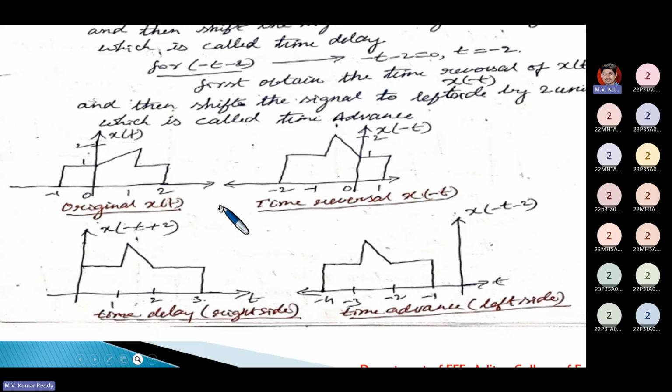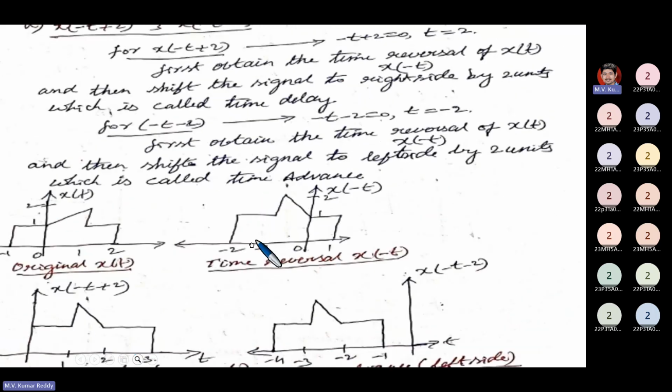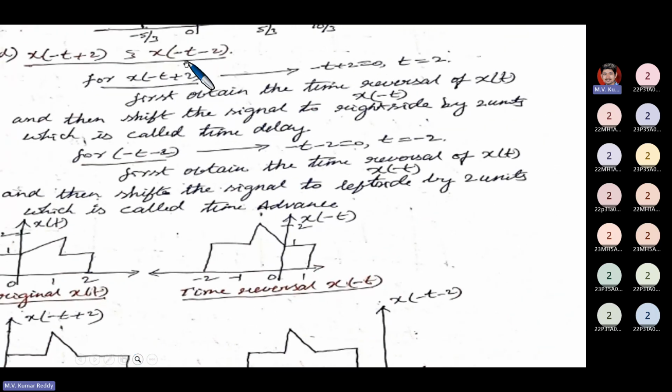Next problem is x of minus t minus 2. How can we divide this problem? Part 1 is minus t, and part 2 is this total value should be equal to 0. Minus t is equal to 0. t plus 2 is equal to 0. t is equal to minus 2.